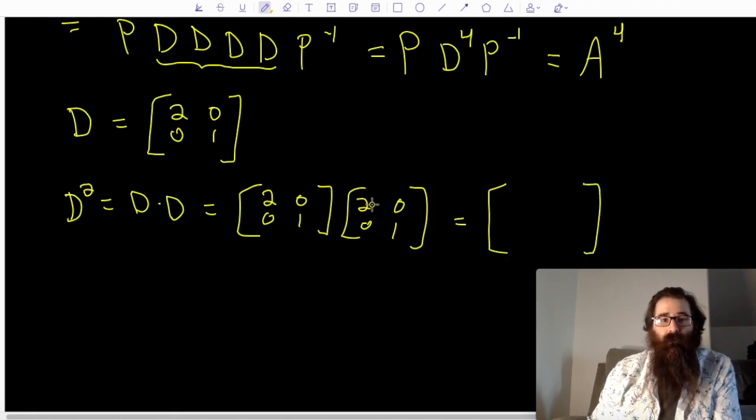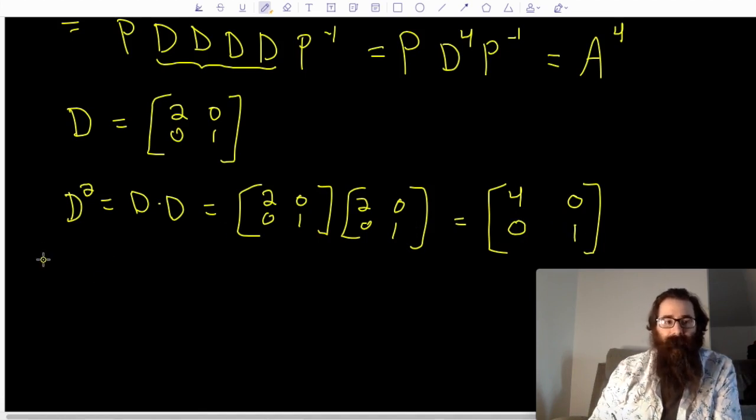So first row, first column, 2 times 2 plus 0 times 0 gives me 4. And then staying in that first row, but now moving to the second column, 2 times 0 plus 0 times 1 gives me 0. Down to the second row of the left matrix, and then back to the first column of the right matrix, 0 times 2 plus 1 times 0 gives me 0. And then bottom row, last column, 0 times 0 plus 1 times 1 gives me 1. So that's how D squared looks.